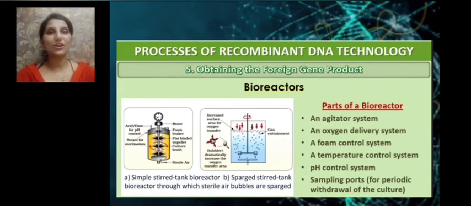What are the parts of a bioreactor? An agitator system, an oxygen delivery system, a foam control system, a temperature control system, a pH control system, and sampling ports for periodic withdrawal of the culture. So for withdrawal of the culture, we have sample ports through which it can be removed.